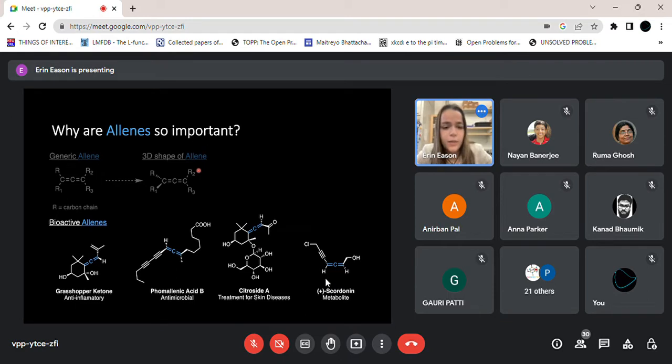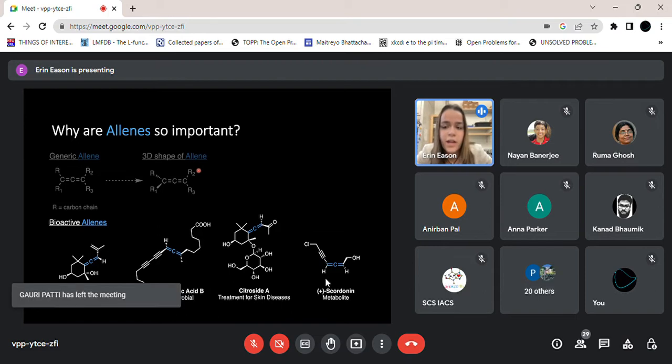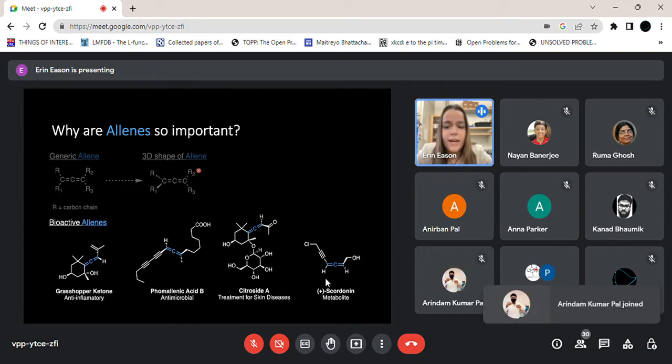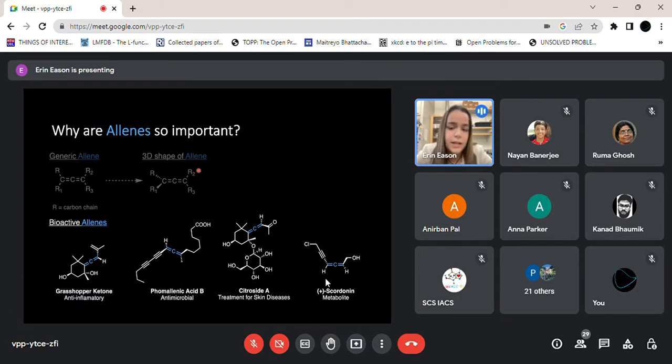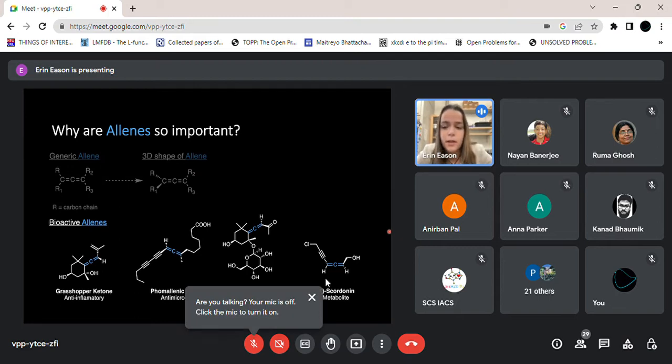I wanted to highlight the one on the left, grasshopper ketone, a natural product isolated from a brown algae, which has been recently studied a lot for its anti-inflammatory properties. Also, fomalinic acid B is a bacterial fatty acid synthase inhibitor, which is a really great antimicrobial for some very common bacteria, including influenzae and even E. coli. And then citricide A is a natural product that has been suggested as a possible treatment for some skin diseases such as atopy.